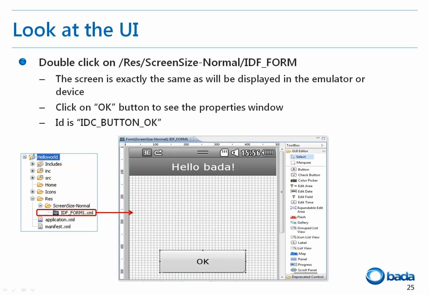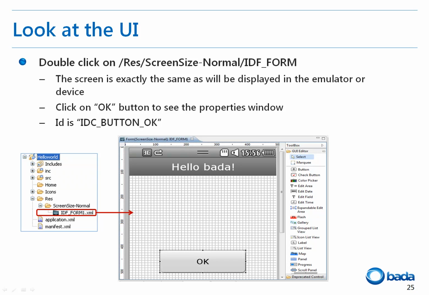After creating the test application project using the bada SDK, you can browse the following path: /res/screen-size-normal/ of your application and open the IDL_FORM through the UI Builder. This will be the exact representation of your form, which you can see displayed on the emulator or device. By clicking on the OK button, you can see the properties of the button and modify them. You can see that the OK button has the ID property IDC_BUTTON_OK.